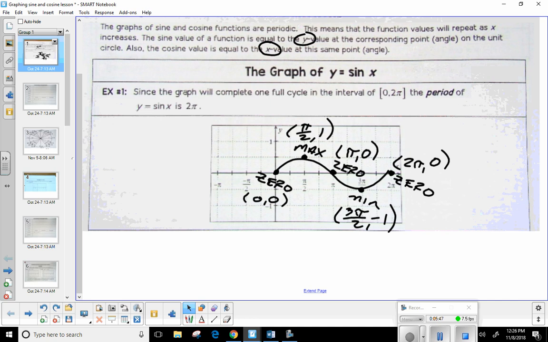Why is the max 1? Because of the unit circle. Like, why do we get the points the way we do? So let me go ahead and show you where we get this curve from, and this will also answer your question.